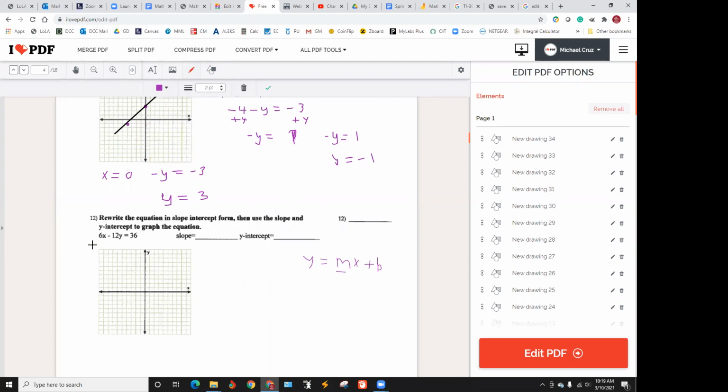So what we're going to do first, I'll just write that up here. So that's going to be negative 12y is equal to negative 6x plus 36. Then I got to take care of this. I got to divide both sides, but all of them, both sides, all three terms by negative 12.